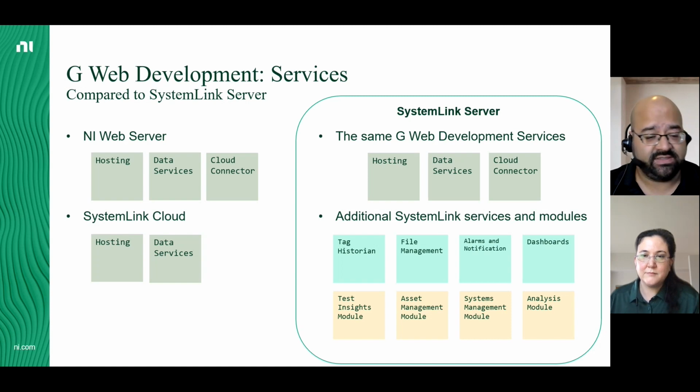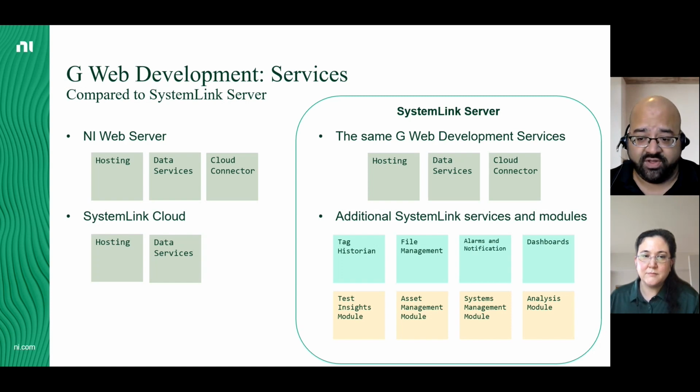The data services that are included with GWeb are free and you can use them in GWeb however you see fit. They're included with your entitlement for GWeb. So that's the SystemLink Cloud access, the NI Web Server access, and all the hosting and data services. It just happens that we have a separate product, SystemLink Server, which includes some of those same pieces, the hosting, the data services, the cloud connector.